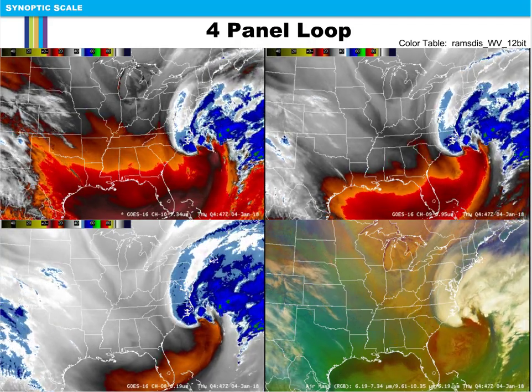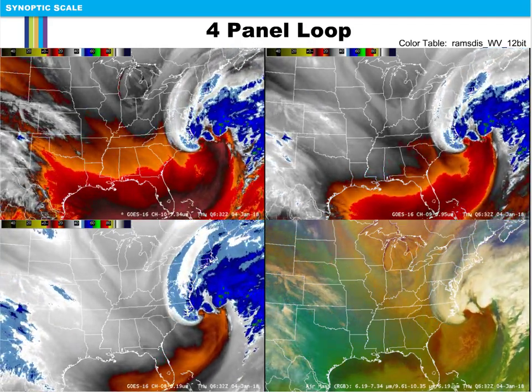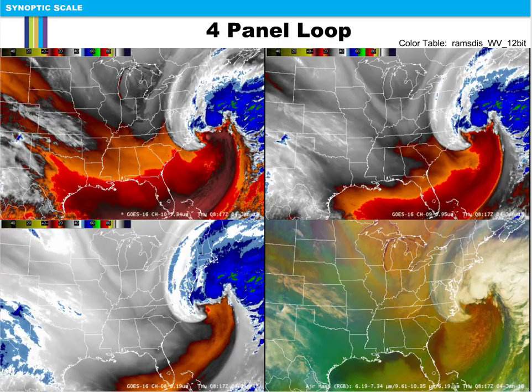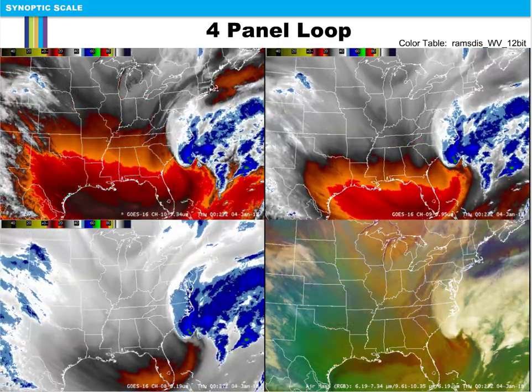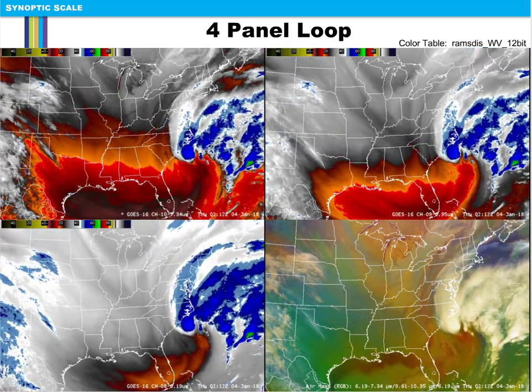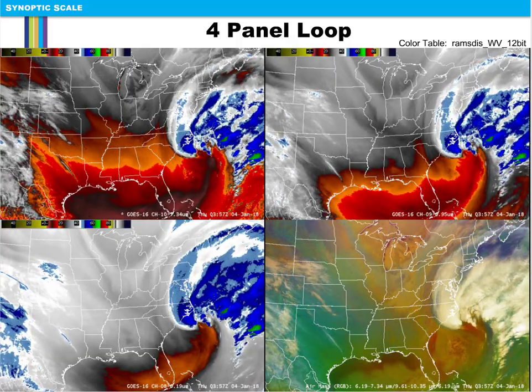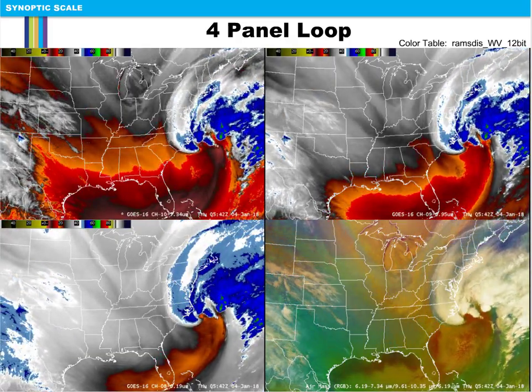As we look at the 4-panel animation, we see a mature cyclone with a large shield of cold cloud tops and well-defined conveyor belts. In fact, notice how much larger in areal extent the dry slot is at this point compared to early in the life cycle.